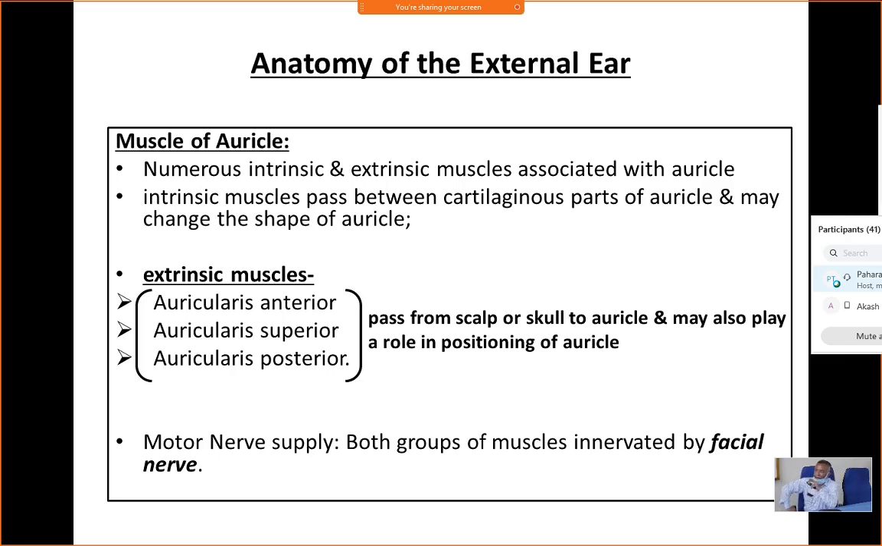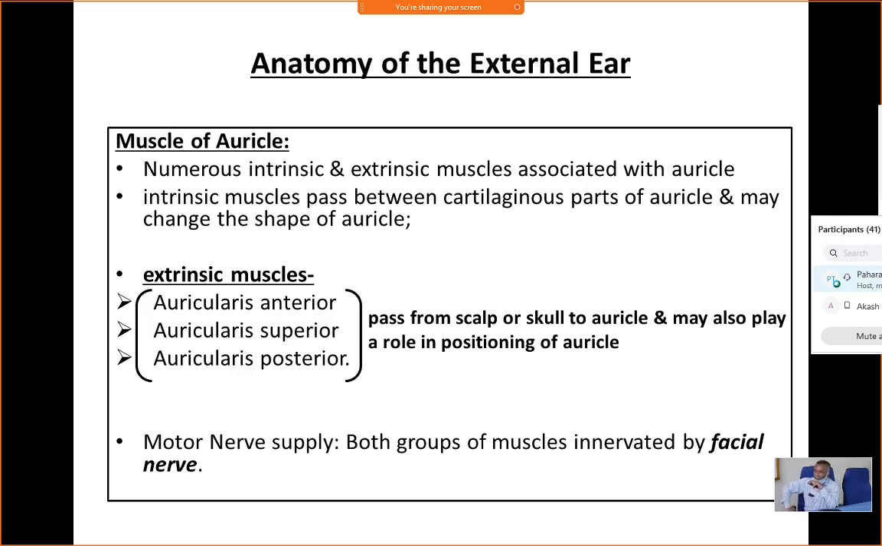Now the extrinsic muscles: these are auricularis anterior, which is on the anterior aspect of the pinna; auricularis superior, which is in the upper or superior aspect of the pinna; and auricularis posterior, which is on the posterior aspect of the pinna. They pass from the scalp or skull to the auricle, and may also play a role in positioning of the auricle.